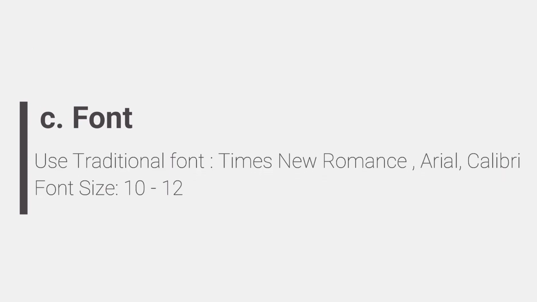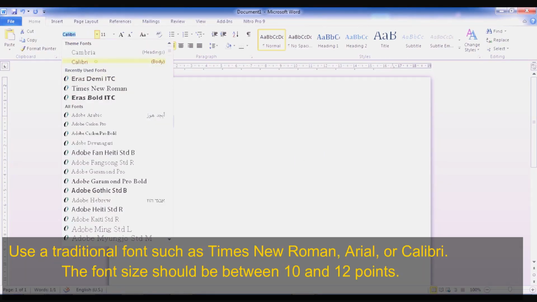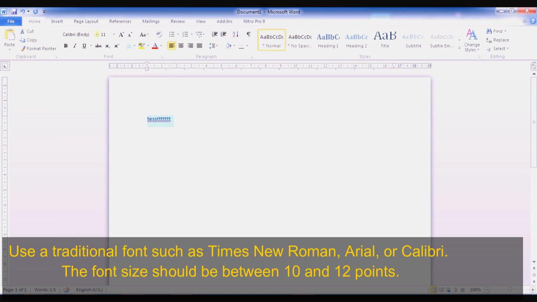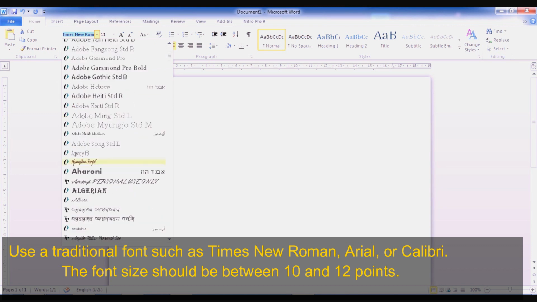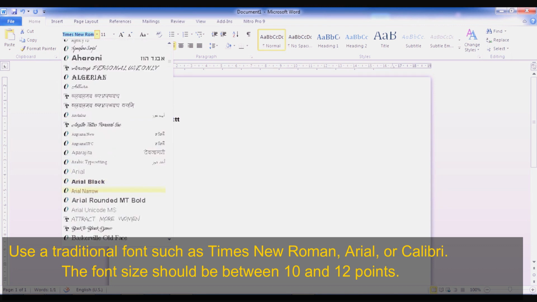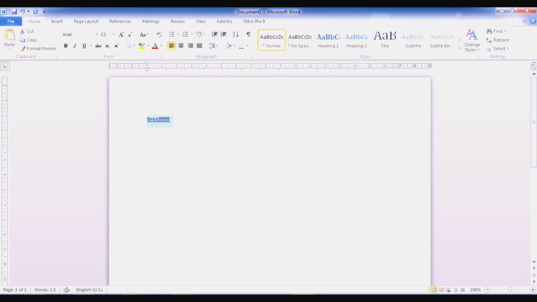Third one is font. In font, there are two parts. The first one is use a traditional font such as Times New Roman, Arial, and Calibri. And the second one is the font size should be between 10 and 12 points.